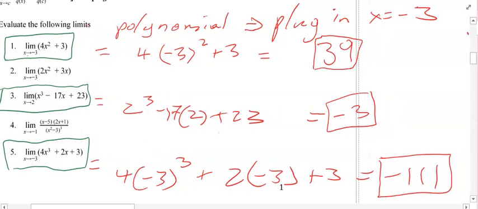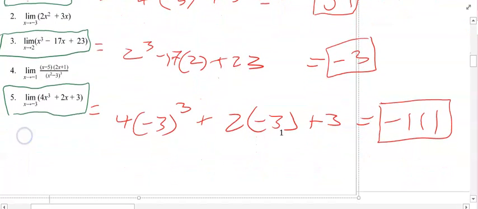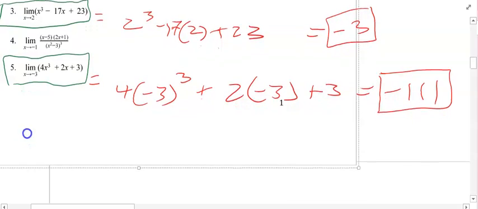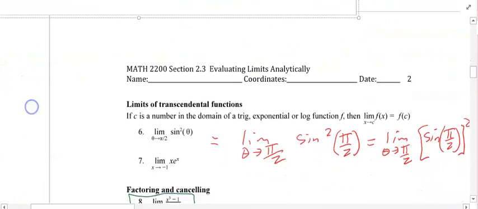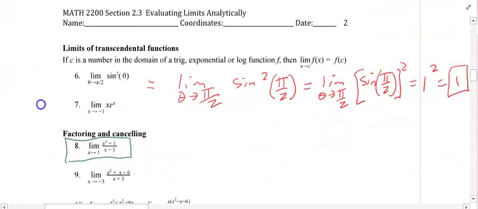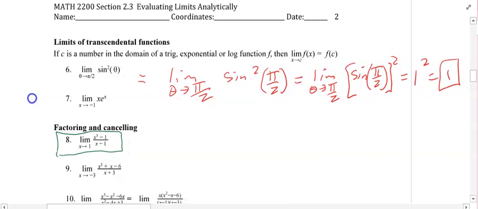Now there are some situations where plugging in a numerical value for our input leads to an indeterminate form, and in those cases we have to do other things. But let us talk about other functions apart from polynomial functions and rational functions.